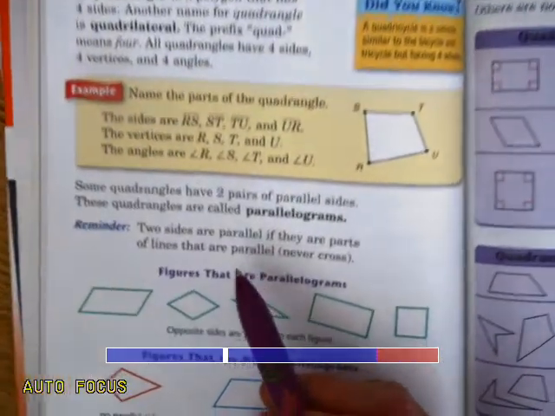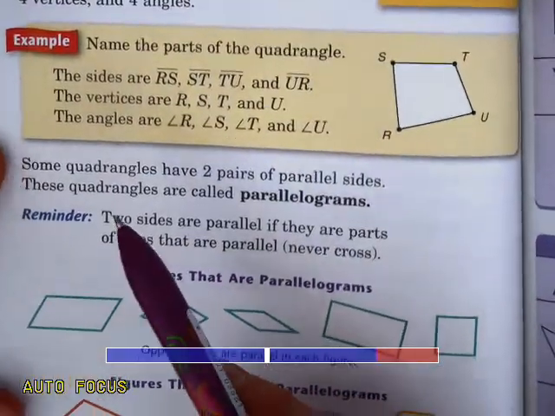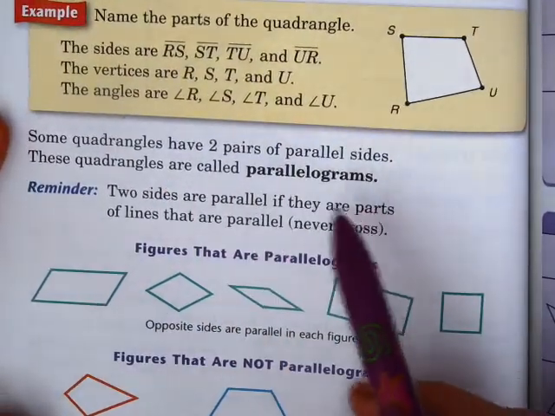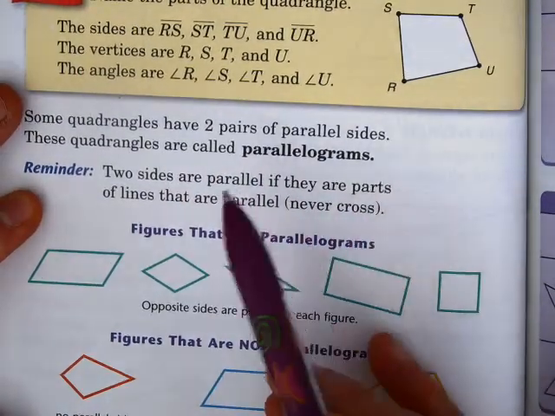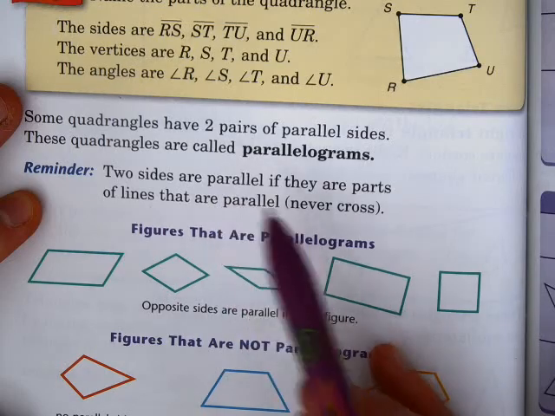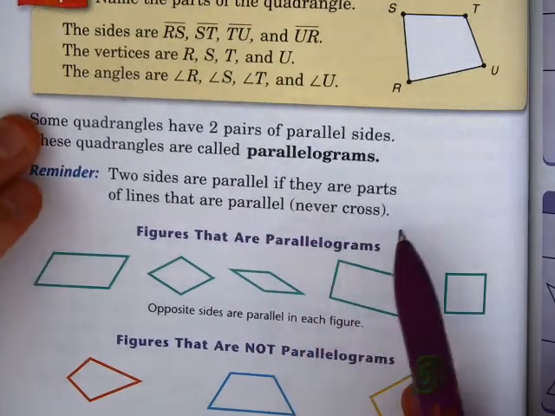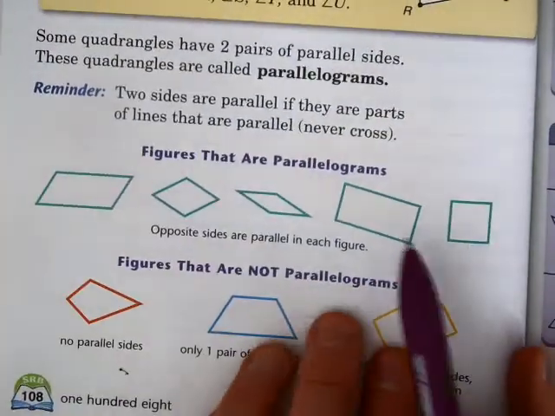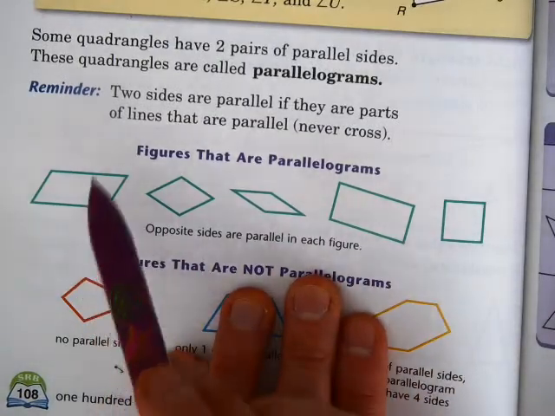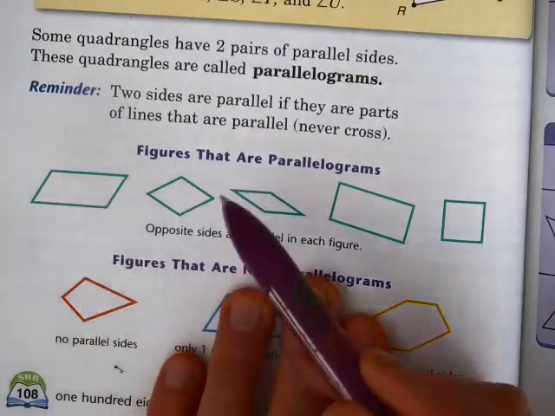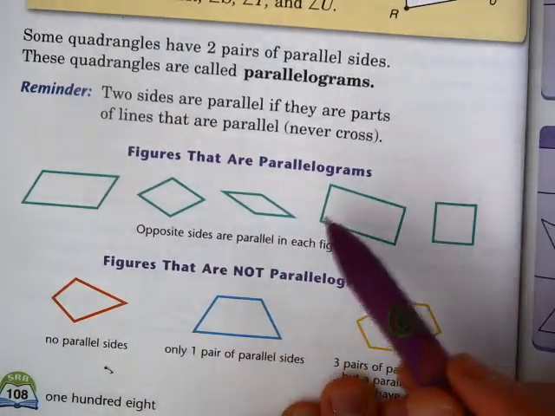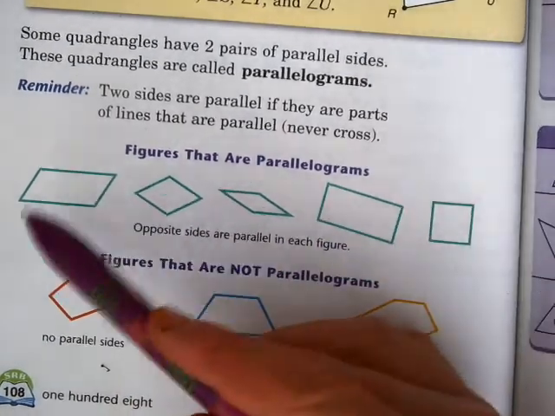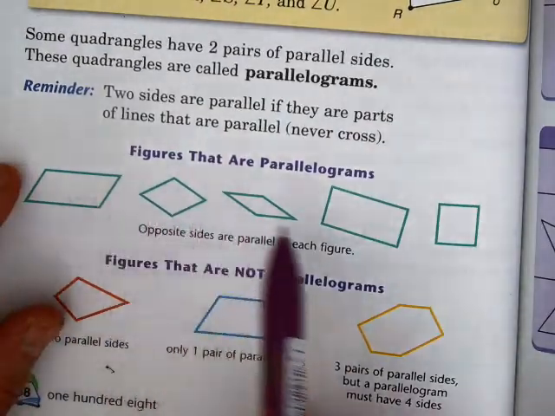It gives you some examples of parallelograms here. These quadrangles are called parallelograms. And reminder, 2 sides are parallel if they are parts of lines that are parallel, or never cross. So you can see in these shapes here, they have sides that are parallel. They have 2 sides that are parallel, and these ones also have the other 2 sides parallel to each other. So all of these are parallelograms.